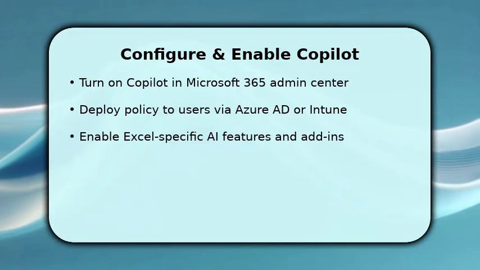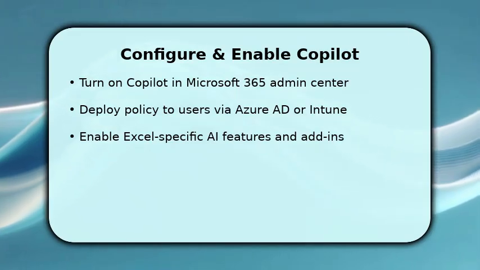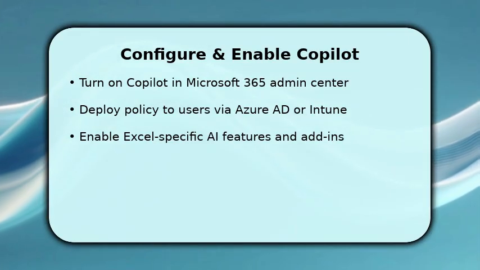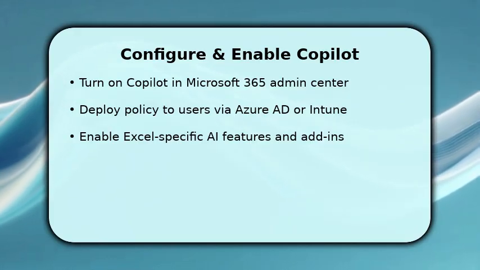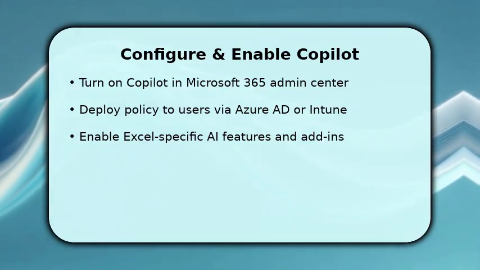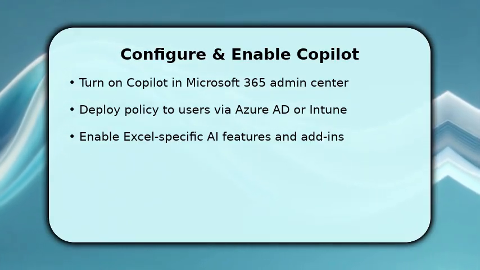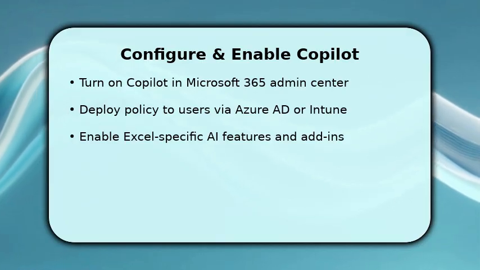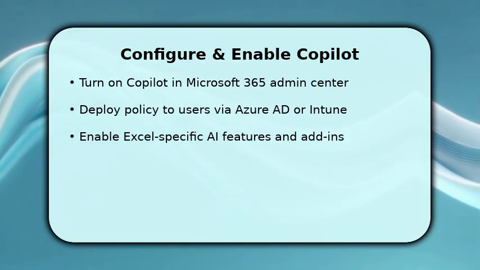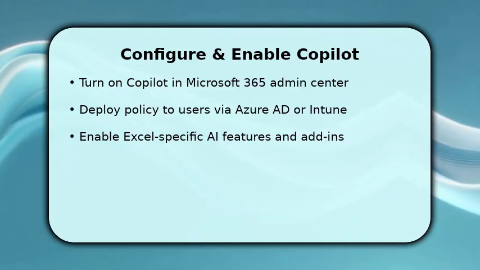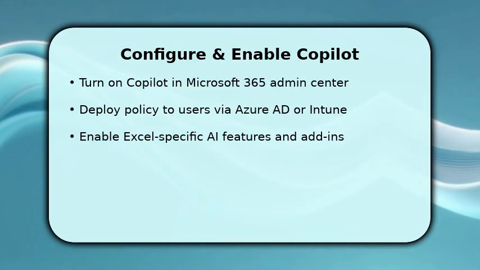Next, configure Copilot access and Excel integration. In the Admin Center, enable the Copilot service and choose Rollout Scope, Pilot Group, or Entire Organization, then Publish. Use Azure AD or Intune to deploy policies that grant Copilot permissions to users and register any required service principals. This ensures authentication flows correctly.